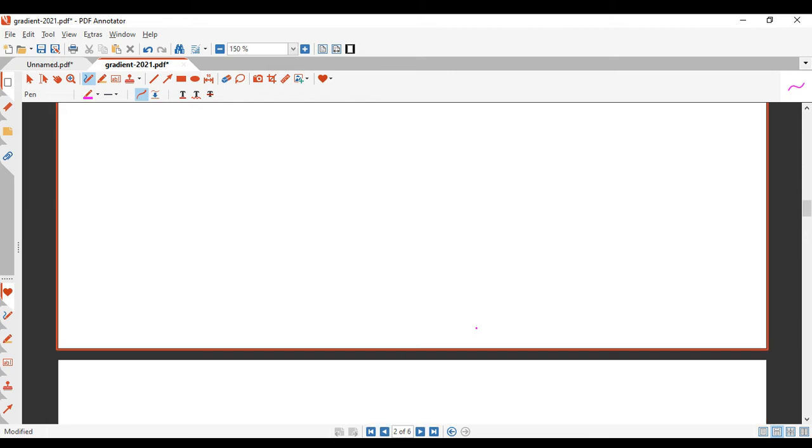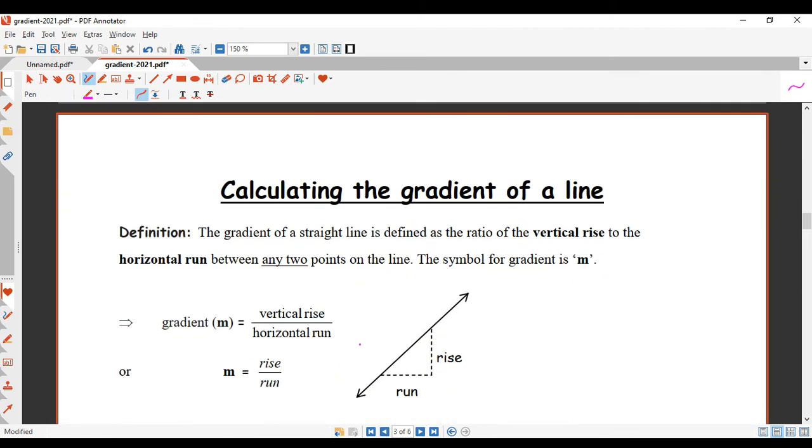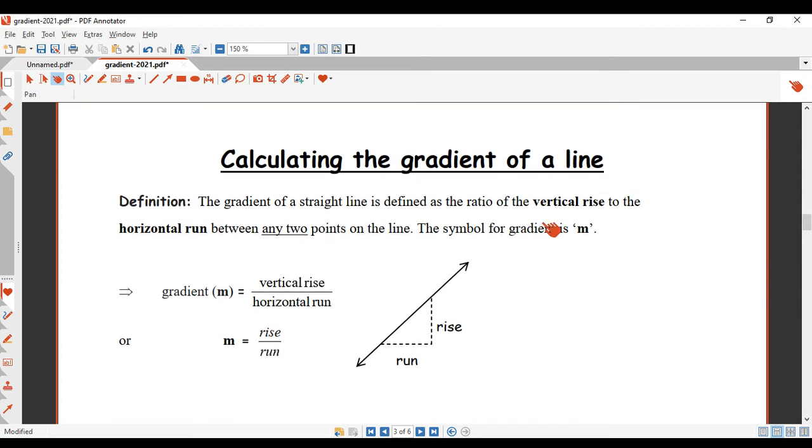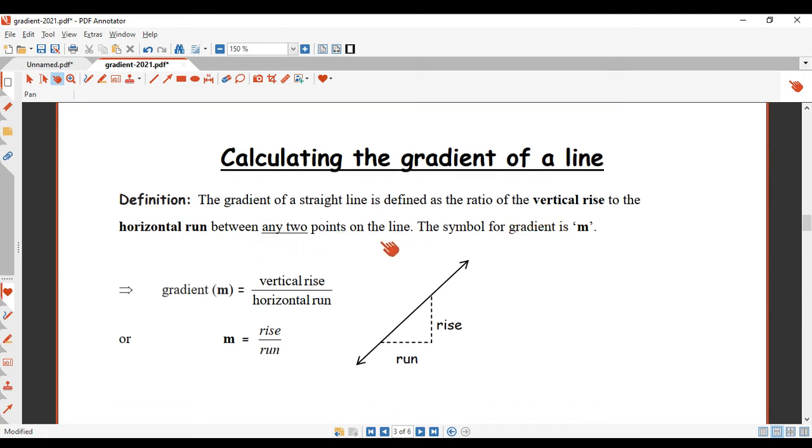All right, now let's look at how we can calculate a value for the gradient. Here's our definition. The gradient of a straight line is defined as the ratio of the vertical rise to the horizontal run between any 2 points of the line. The symbol for gradient is m. Now, I know you're thinking the symbol should be g, but g is reserved for gravity. Okay, and just one other thing, another word for gradient which will come up is slope. Right, they mean the same thing.